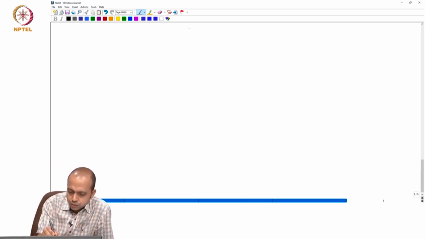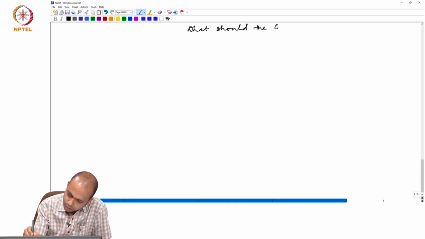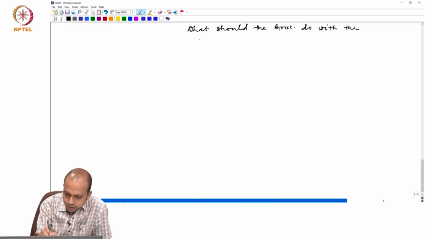What should the government do with the tax revenue?